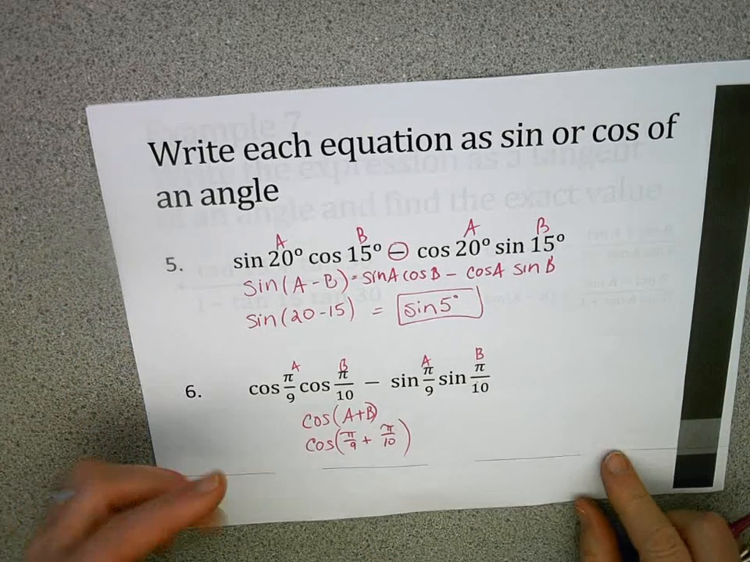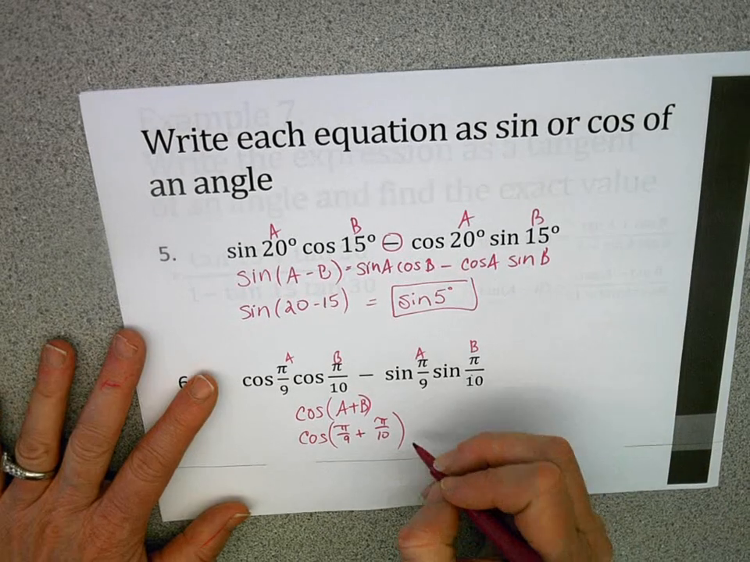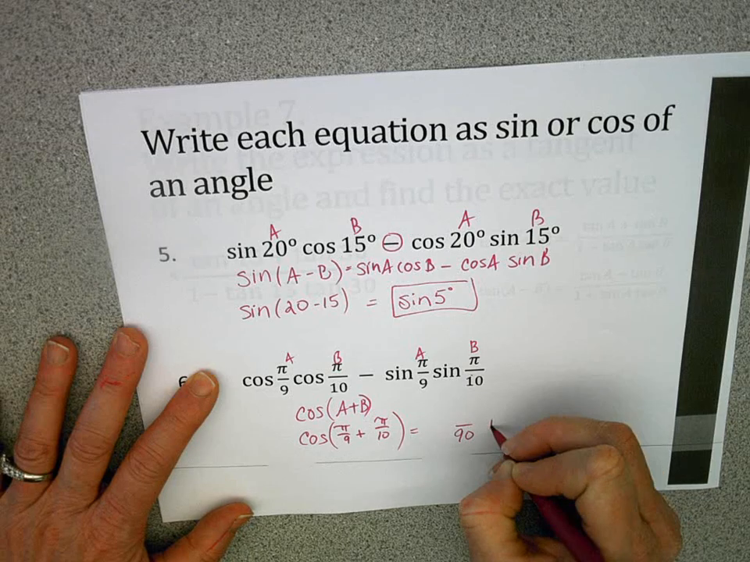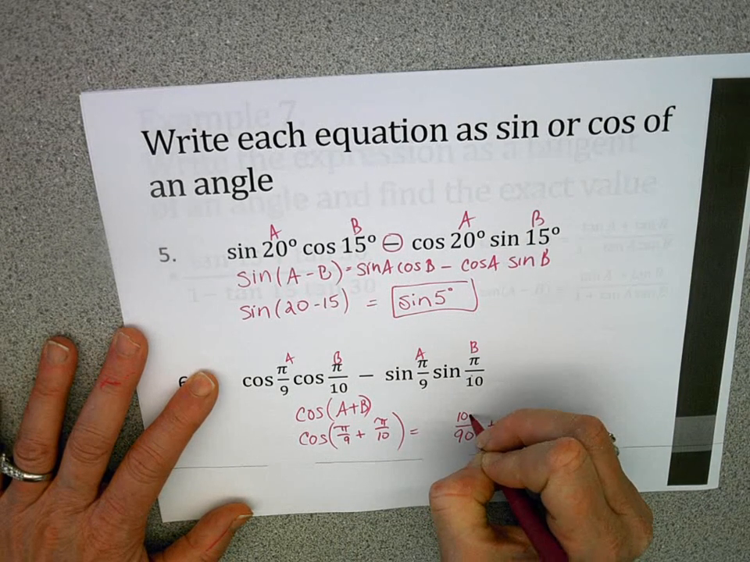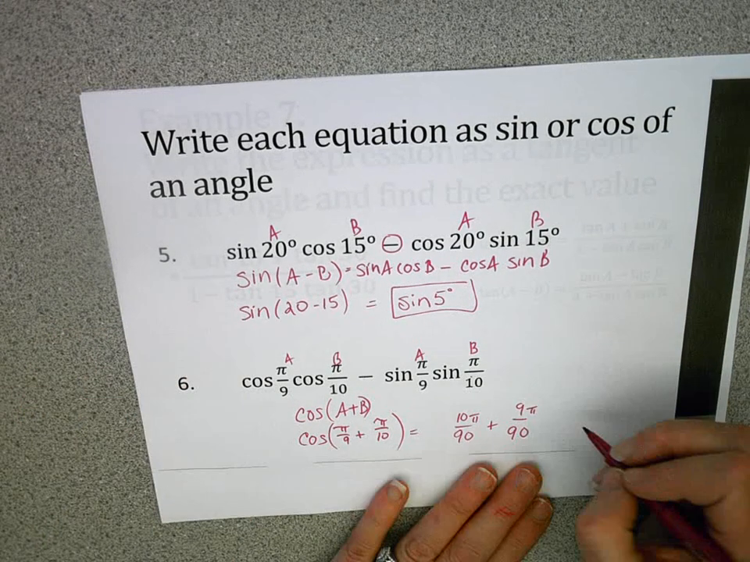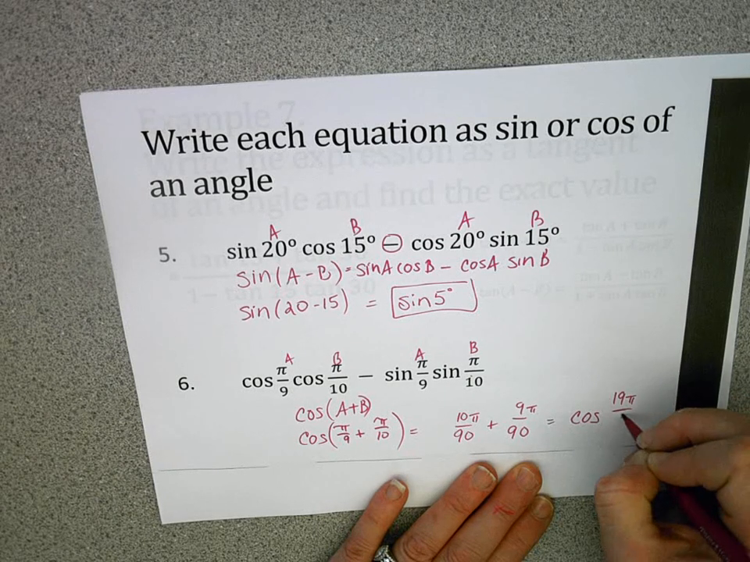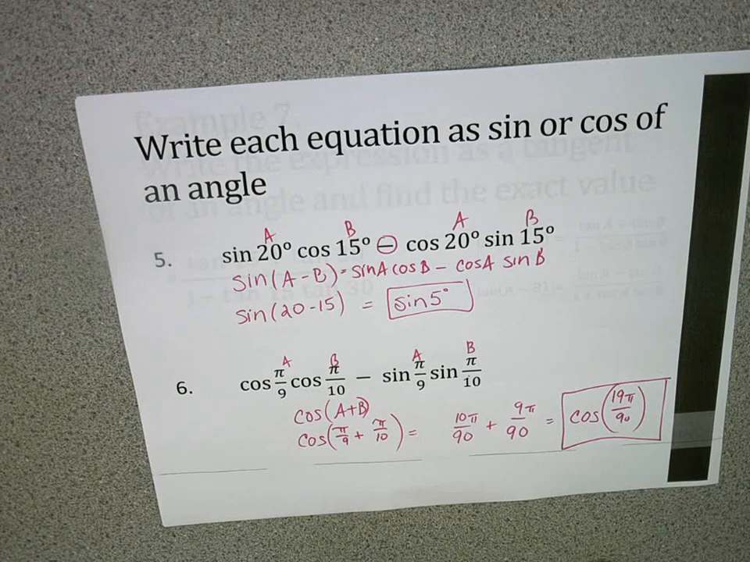And I want to simplify it. Just like I simplified 20 minus 15 to be 5 degrees, I want to simplify this. To simplify this, I'm going to have to get a common denominator. So we're used to doing common denominators now. So the common denominator would be 90. We would multiply this fraction by that denominator, this fraction by this numerator. Add across, and we get, they must have been figuring out the cosine of 19 pi over 90. Okay, easier than actually having to do it, we're just looking at it.